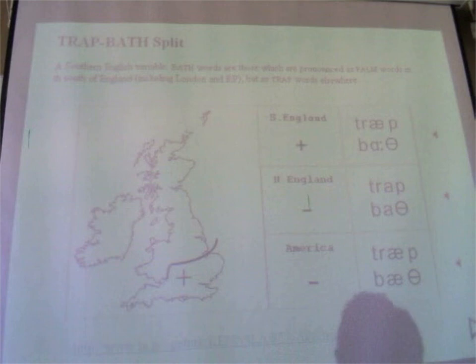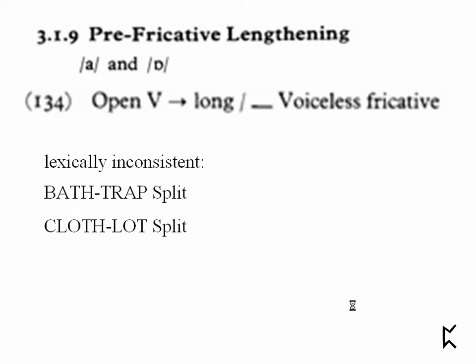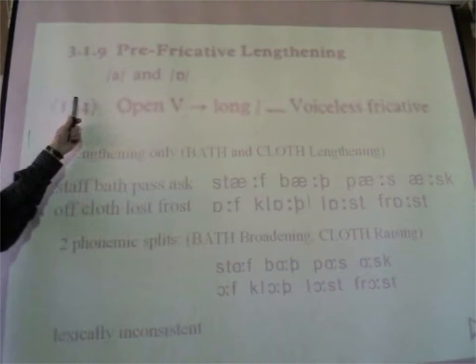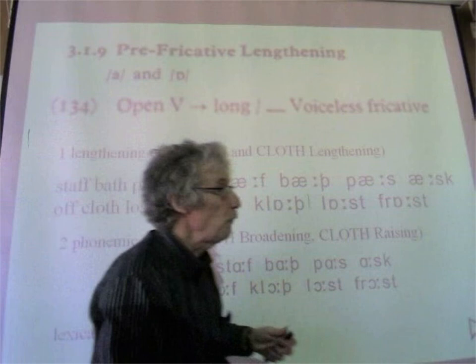I won't play this now. You can see that what I've said is pretty well what I've been talking about. But let me just quickly look at what is going on here. What happened was that we get what is called pre-fricative lengthening of the sounds a and o. The two sounds, both sides of the vowel chart. They began to lengthen before fricatives.